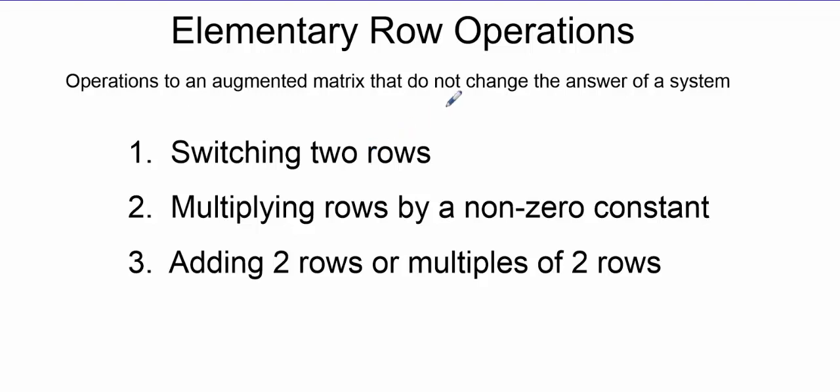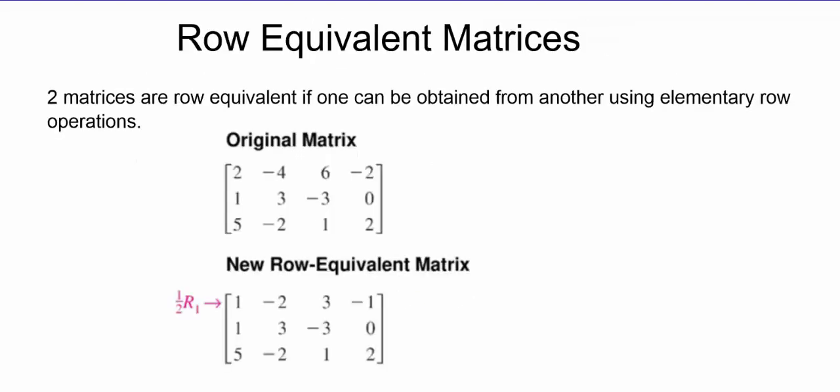So if you don't want to affect the system's outcome, you can do one of 3 things. You can switch 2 rows at any given time. You can multiply rows by a non-zero constant. And you can add 2 rows or multiples of 2 rows and replace that addition with another row. And I'll explain that in a couple of seconds.